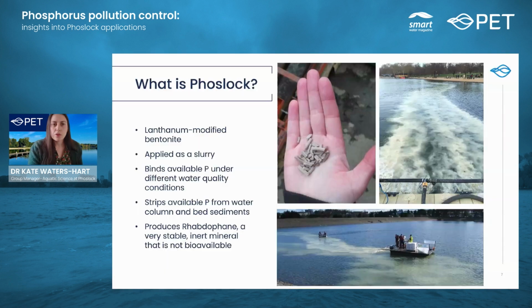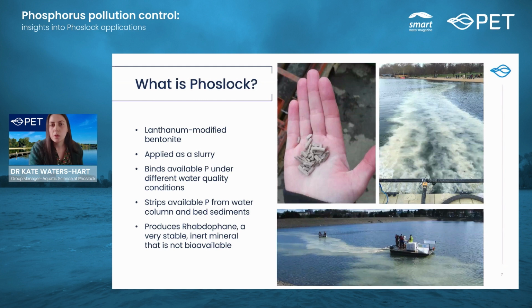So Phoslock is a lanthanum modified bentonite. It's produced through ion exchange, where sodium ions in bentonite clay are replaced with lanthanum. Lanthanum has a very strong affinity to bind with phosphate. It comes in a granule form in the picture there.